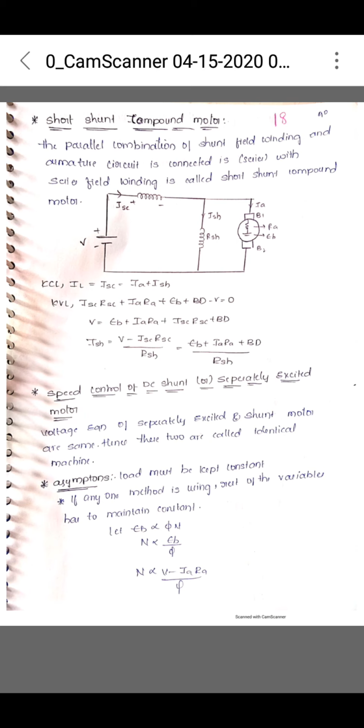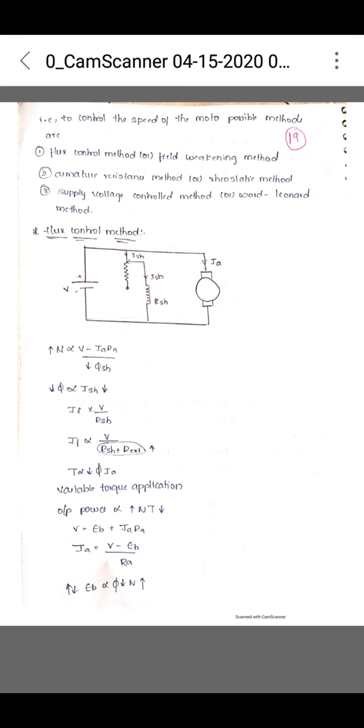In that, by varying supply voltage we will vary the speed of the motor. By varying armature resistance Ra we will vary the speed of the motor, and by varying flux we will vary the speed. These three methods we have to control the speed of the DC shunt motor. So variation of flux is called the flux control method.